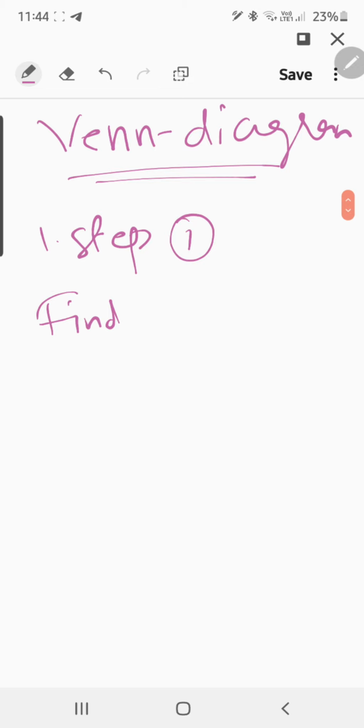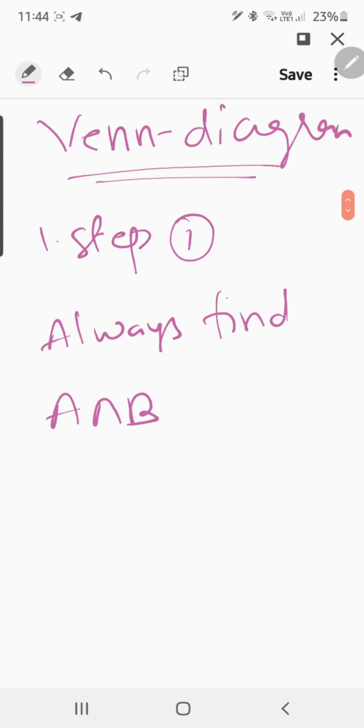What are those steps? Step 1. Always find A intersection B, because it will give you what type of Venn diagram it is, whether it is a set, subset, or disjoint set. So first find A intersection B, then check for the Venn diagram.